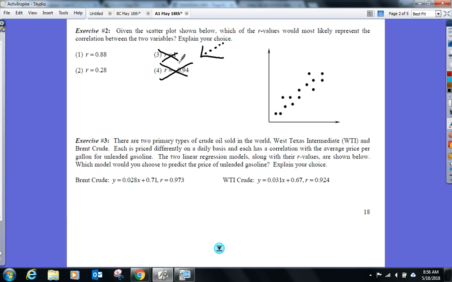Now, out of the 2 here, what do you think? 0.88 or 0.28? 0.88. It's a lot more packed in than 0.28 would be, which would be all spread out. Okay, so 0.88. Read through the next one here, number 3.